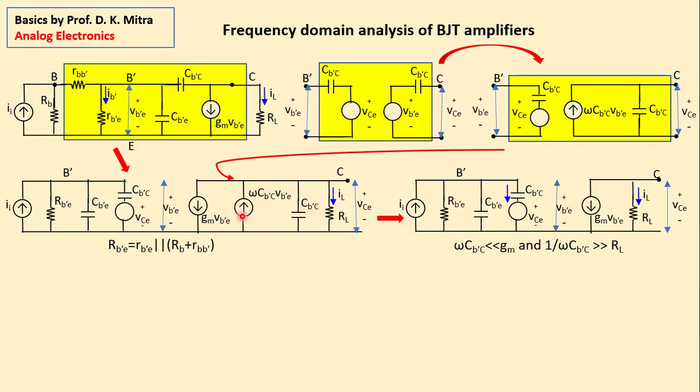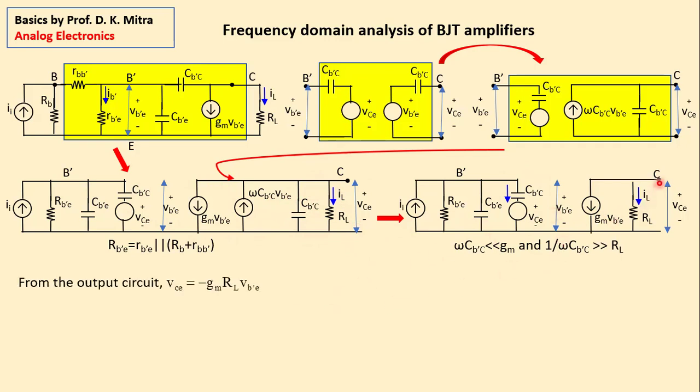And also, this creates an impedance of 1 by omega C B'C, and there is a parallel resistance RL. This impedance is always much, much higher than RL. So this has been removed, as the combination of these two in parallel is as good as RL. So we have just converted this one to this one. Actually we are doing this conversion step by step, so that at each step you agree with the arguments.